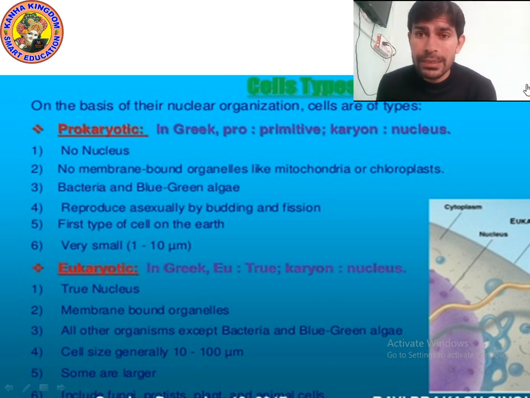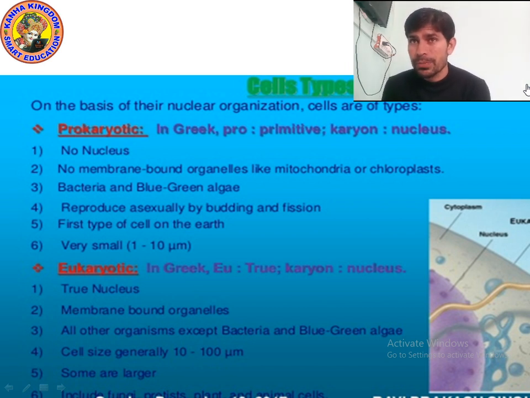In prokaryotic cell, nucleus is not present. Prokaryotic cells are very small. What is the size of prokaryotic cell? 1 to 10 micrometer. Prokaryotic are the first type of cell on the earth. That's why they are primitive. First type of cell on the earth, and they reproduce by budding and fission.